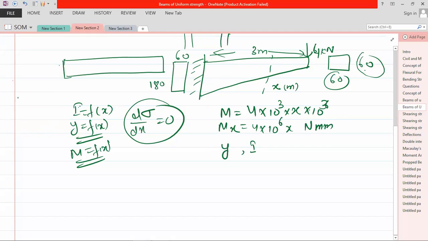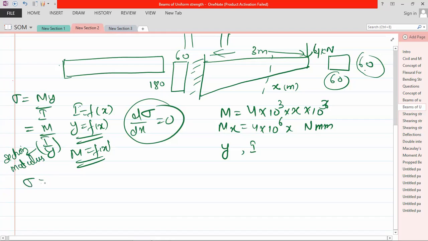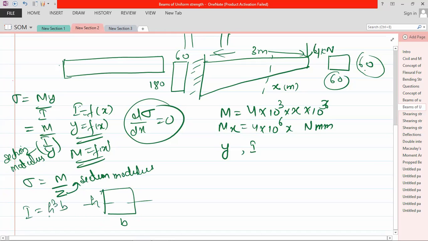Before going to that, I want to ask you, this is your equation, and if I put it like this, I by y, this is called the section modulus. This is called section modulus in bending stress. So sigma is equal to M by Z. It is represented by Z, and it is called section modulus. So for a rectangle, this is h, this is b. So I is h cube b by 12.